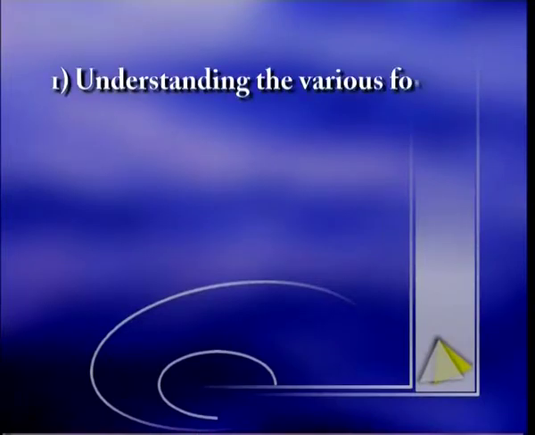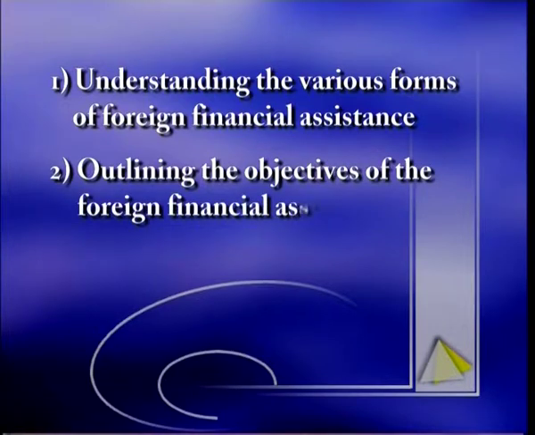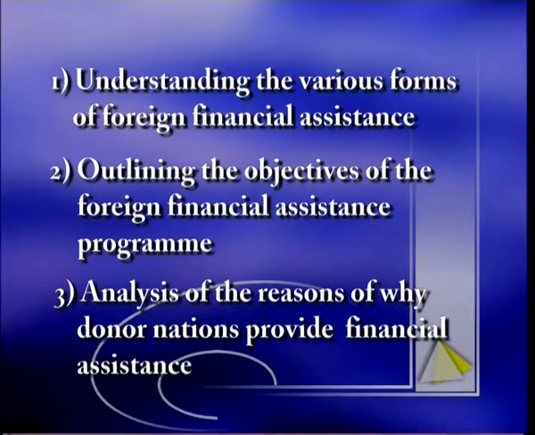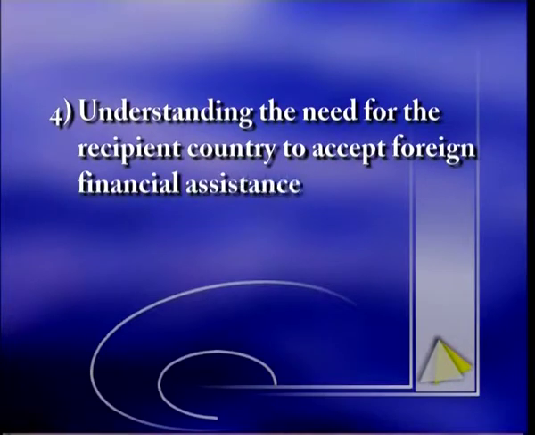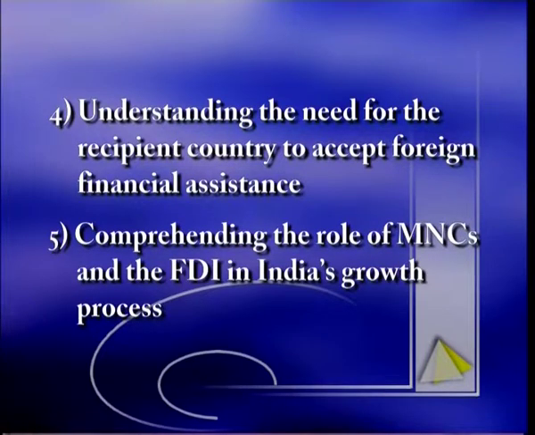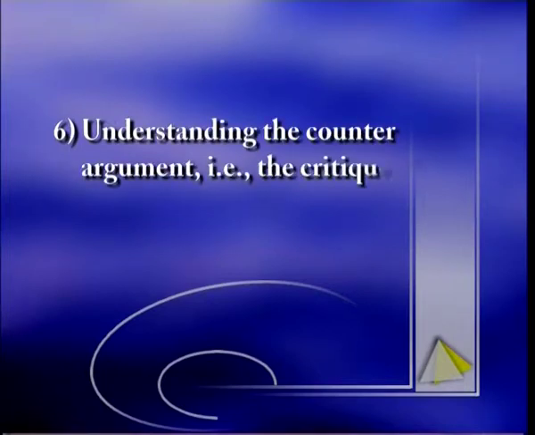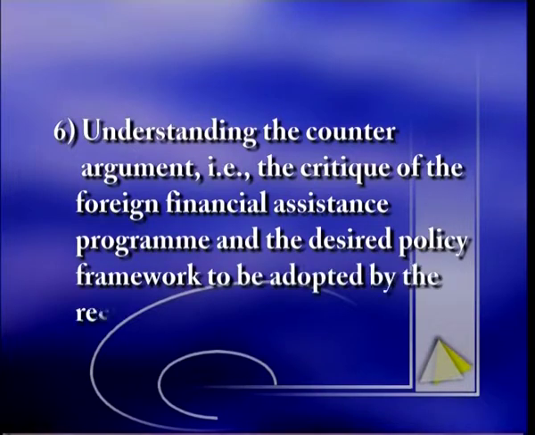First, understanding the various forms of foreign financial assistance, outlining the objectives of the foreign financial assistance program, analysis of the reasons why donor nations provide financial assistance, understanding the need for the recipient country to accept foreign financial assistance, comprehending the role of MNCs and the FDI in India's growth process, and finally, understanding the counter-argument, that is, the critique of the foreign financial assistance program and the desired policy framework to be adopted by the recipient country.